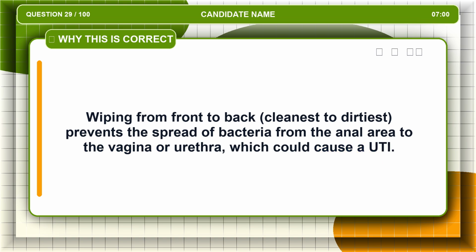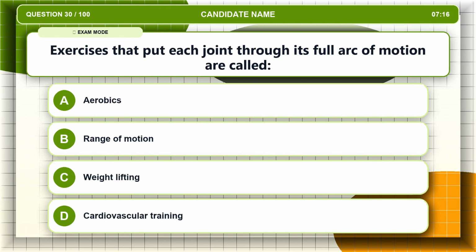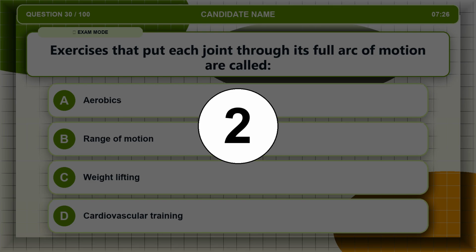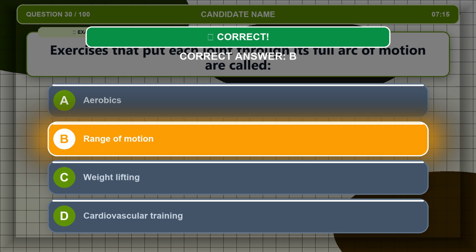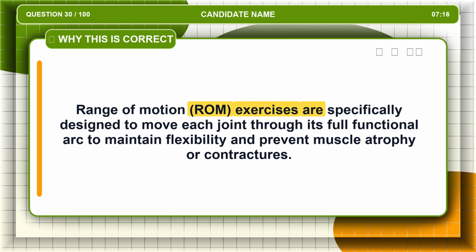a UTI. Question 30. Exercises that put each joint through its full arc of motion are called Option A, aerobics. Option B, range of motion. Option C, weightlifting. Option D, cardiovascular training. The correct answer is option B, range of motion. Range of motion, ROM, exercises are specifically designed to move each joint through its full functional arc to maintain flexibility and prevent muscle atrophy or contractures.